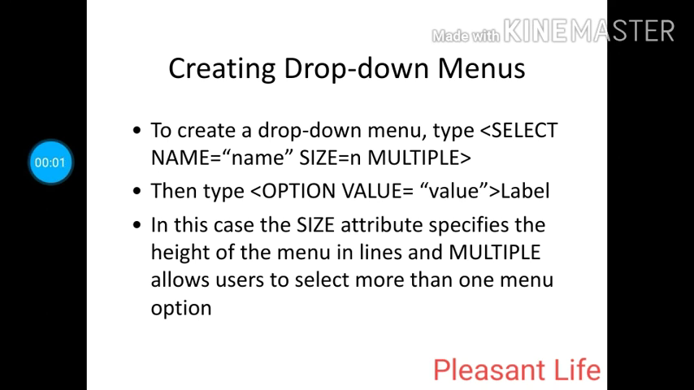Then how to create drop-down menus? To create drop-down menus by using this method, select name is equal to name, size equal to n, then multiple. Multiple indicates it allows the user to select one or more than one menu options. Then option value is equal to value. In this case, the size attribute specifies the height of the menu in lines, and multiple allows the user to select more than one menu option.